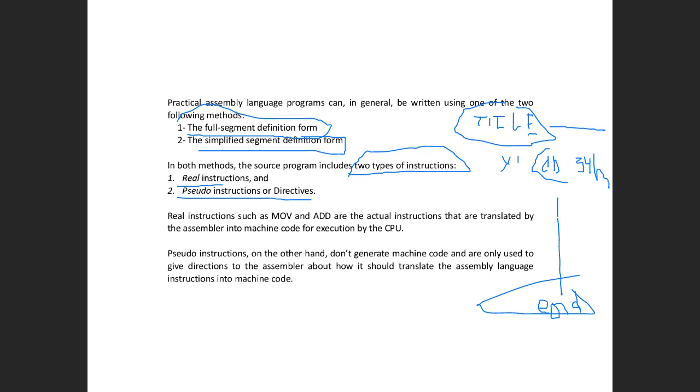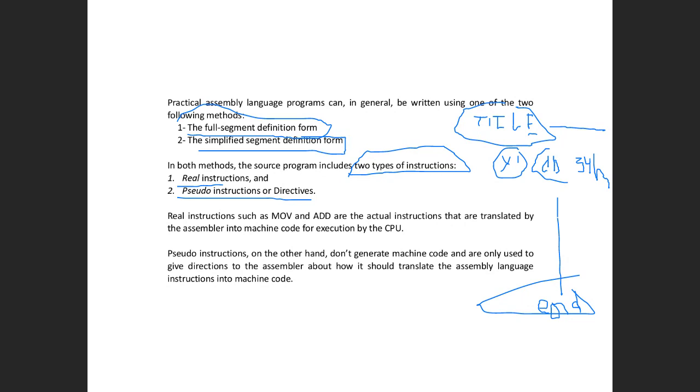And then .data, .code. If you can remember, when we checked the program in memory, we checked the lines, the real instructions, and they are shown there with a machine code. But there is no machine code for title. There is no machine code for END. There is no machine code for DB, X1. These are not there.